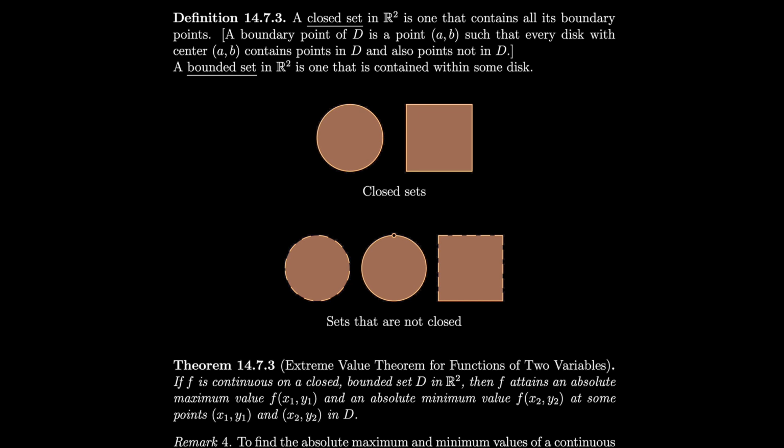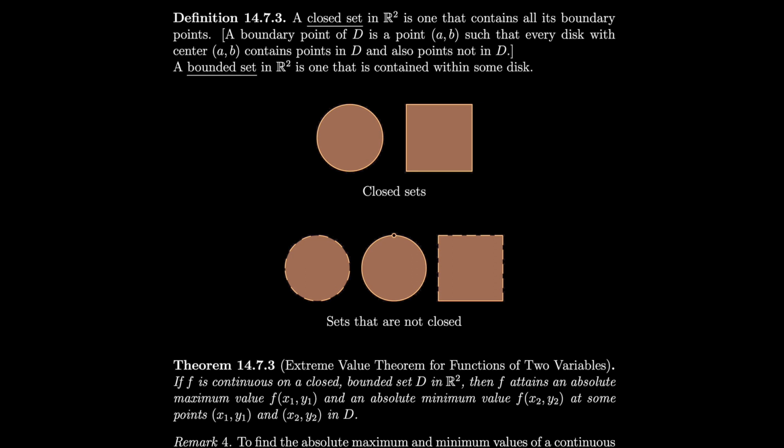Next up, we have to talk about the extreme value theorem a little bit, because it turns out that there's one for functions of 2 variables also. But remember that the extreme value theorem relied on having a closed interval in our domain. But in this case, our domain is in R2, so we need to talk about what it means to have a closed set in R2. And we'll define that as one that has all of its boundary points, where a boundary point of D is a point (a, b) such that every disk with center (a, b) contains points in D and also points not in D.